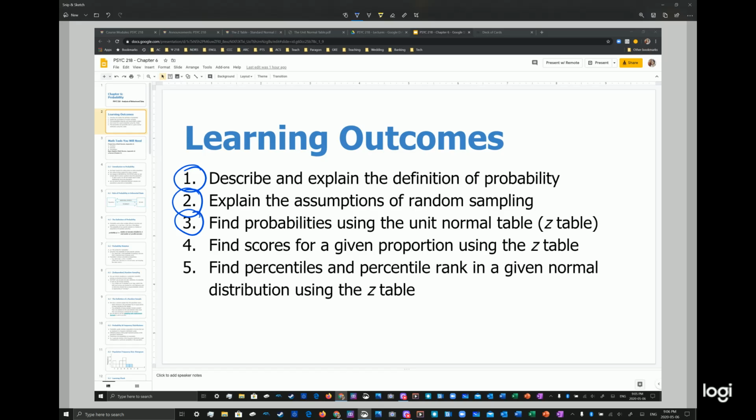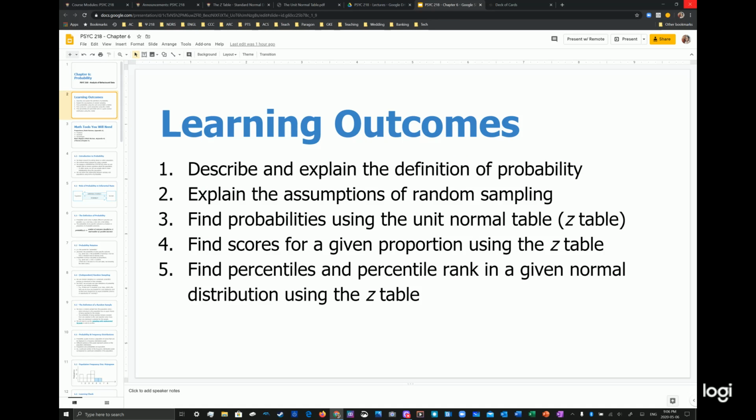You can find this in your course modules if you're taking the course with us in Alexander College or elsewhere. The fourth outcome is to find scores for a given proportion using the Z table. It will be the flip side of outcome 3. For outcome 5, we apply what we learned in outcomes 3 and 4 with the unit normal table to help us describe and find percentile ranks in a normal distribution. Again, using the Z table.